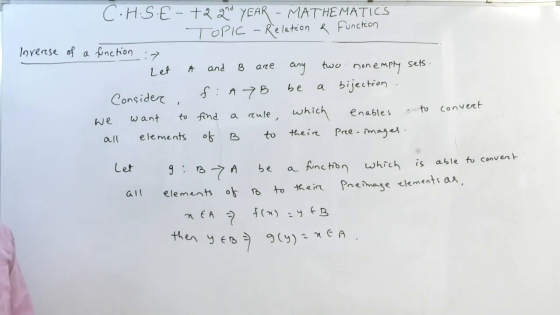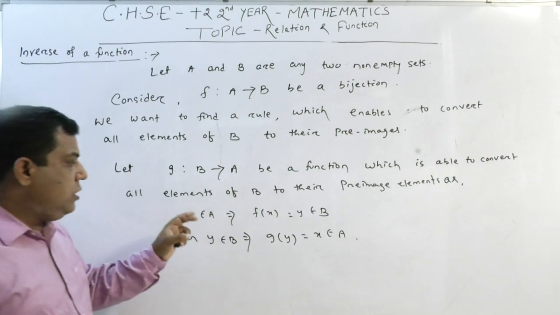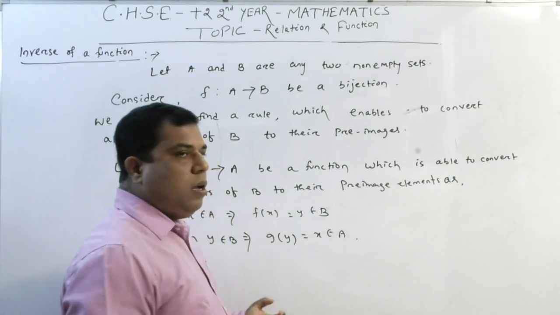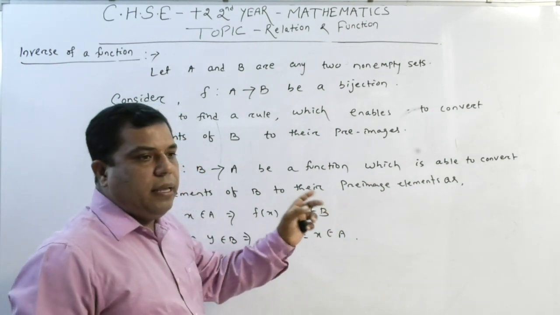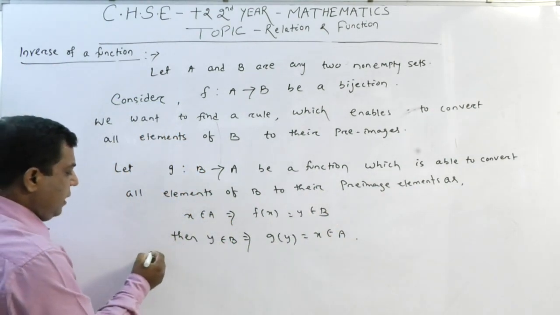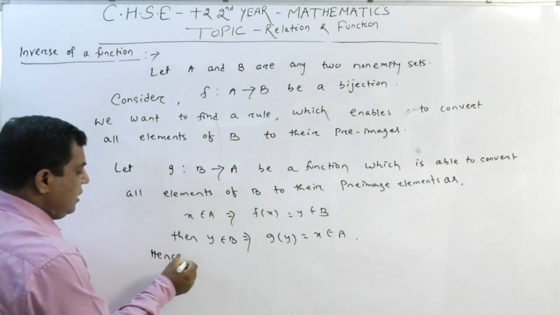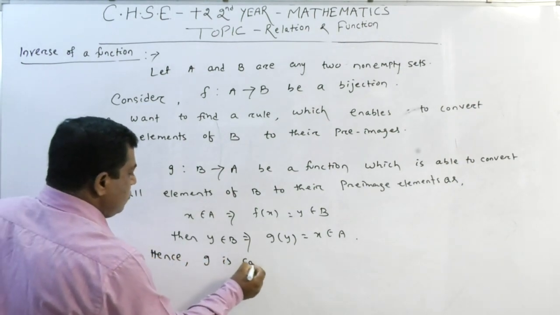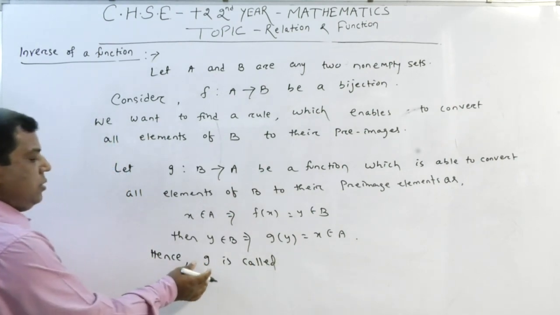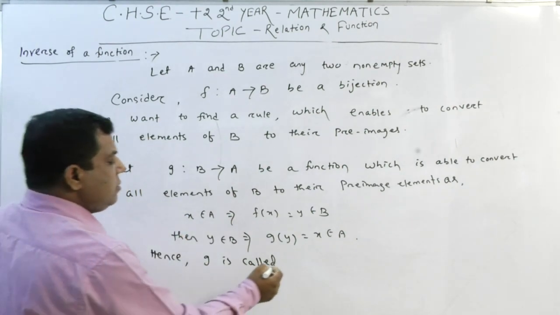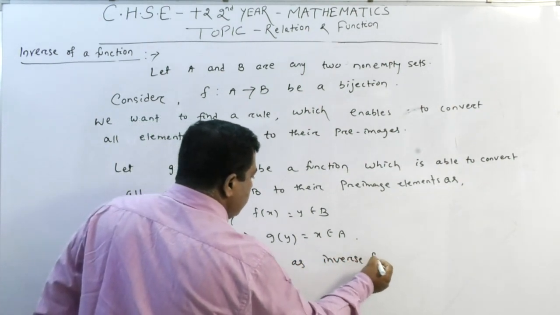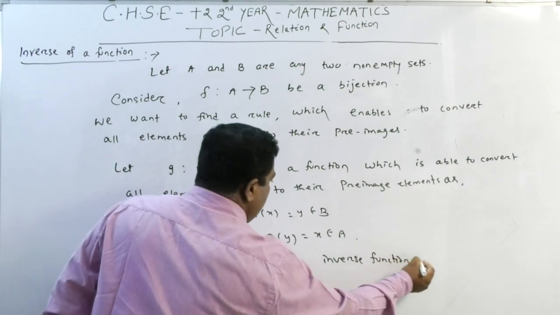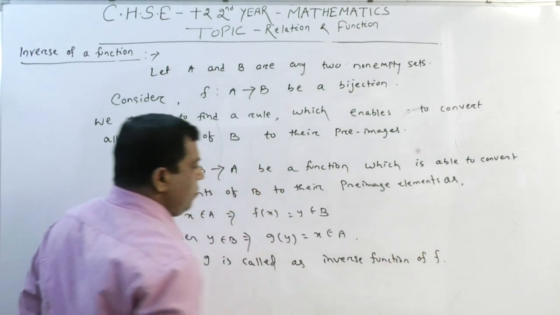Okay, so you see what the function g does. The function g is converting all the image elements to their original form. Hence, if this is the case, g is called the inverse function of f.